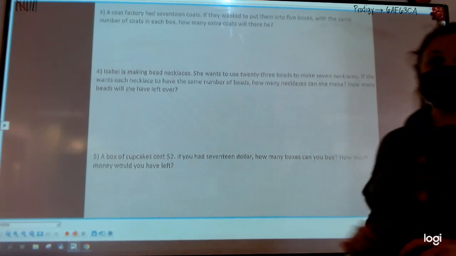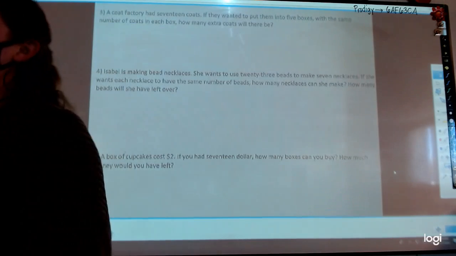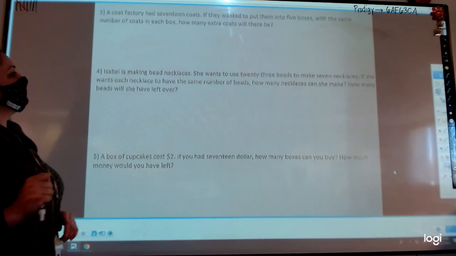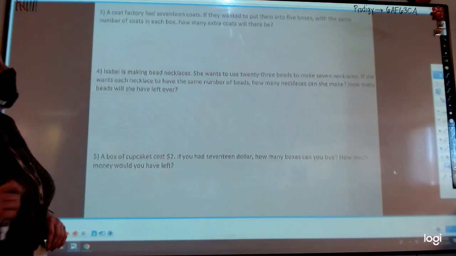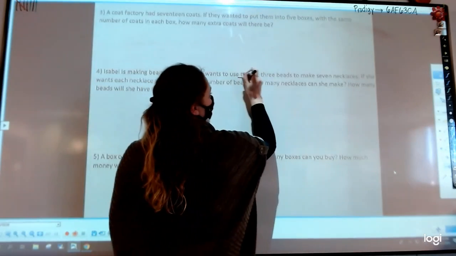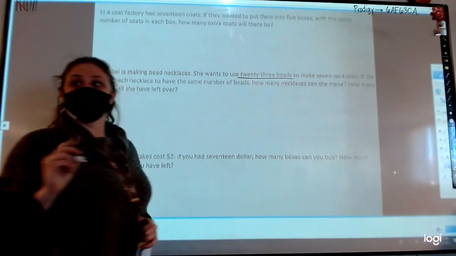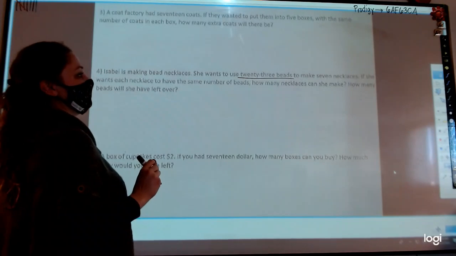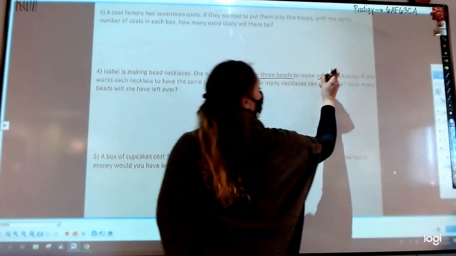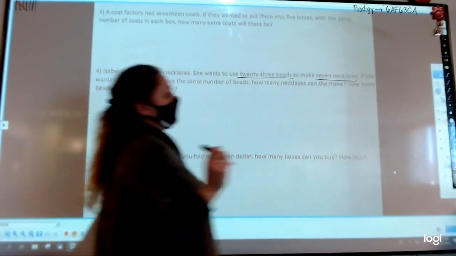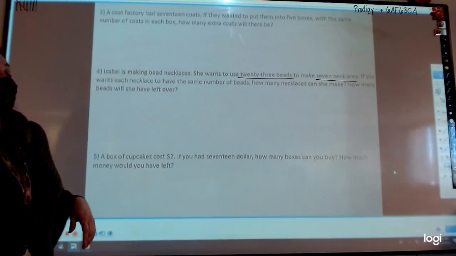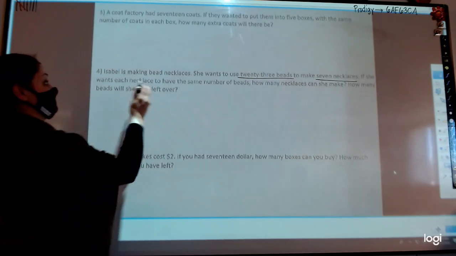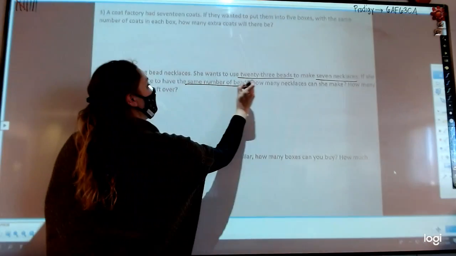Okay, so let's find our important stuff. What's one bit of important information? Emma? 23. She has 23 beads total. All right, that's important. What else is important? Josiah? She wants to make 7 necklaces. 7 necklaces is her goal. All right, the necklaces have to have the same amount of beads, okay? Same number of beads, don't forget that.